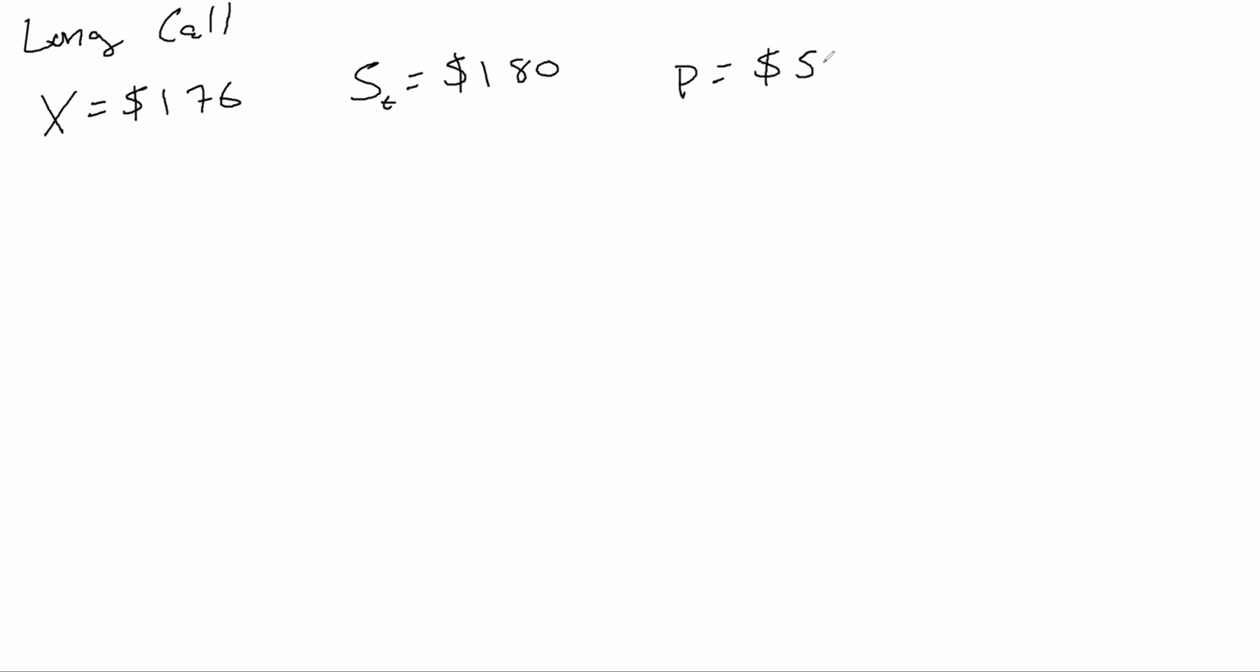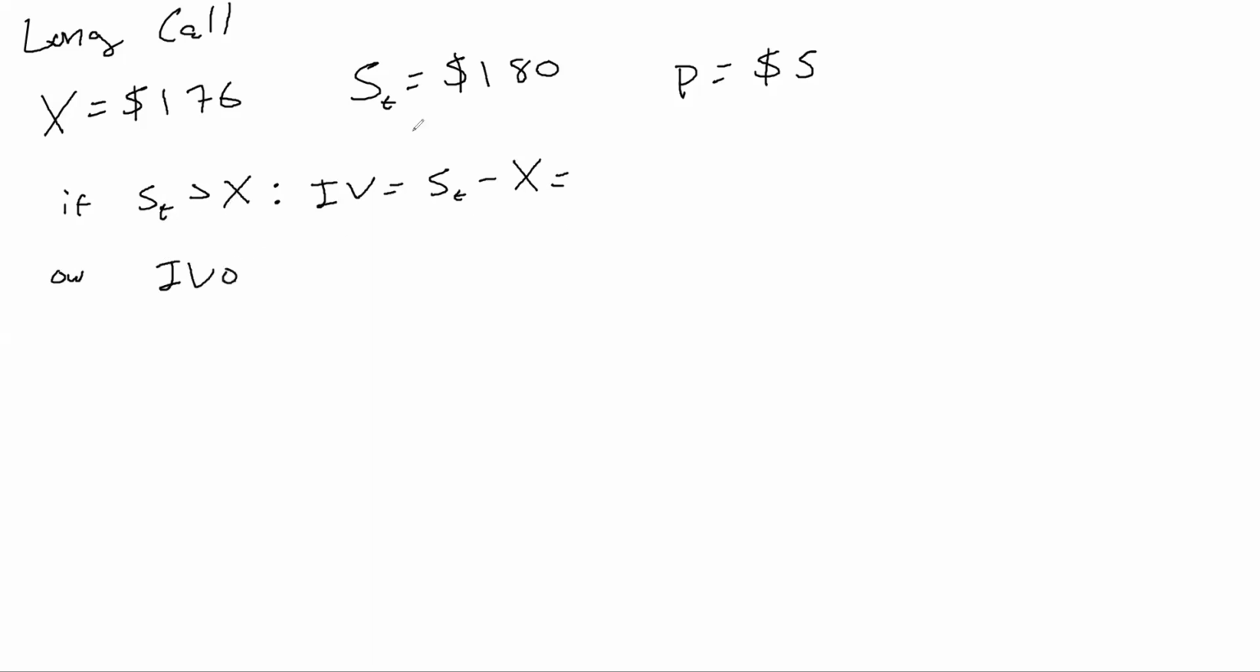So for part A, how much of the option premium is due to intrinsic value versus time value? For a call option, if the stock price is greater than the exercise price, then the intrinsic value is going to be equal to the stock price minus the exercise price. And otherwise, intrinsic value is equal to 0.